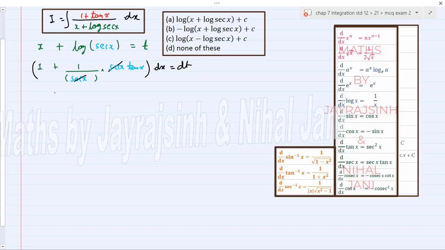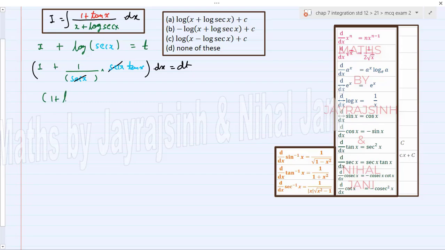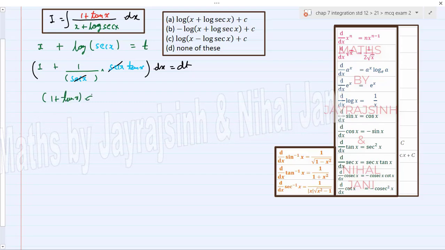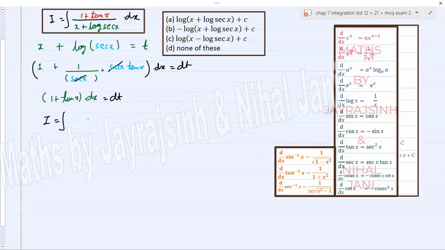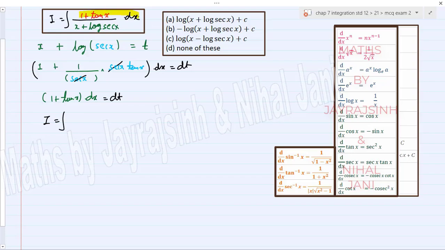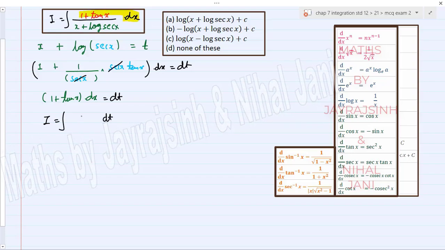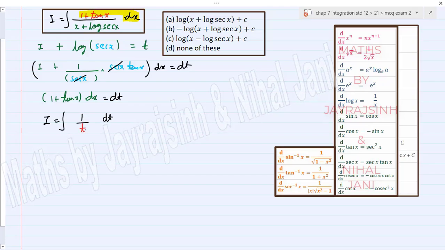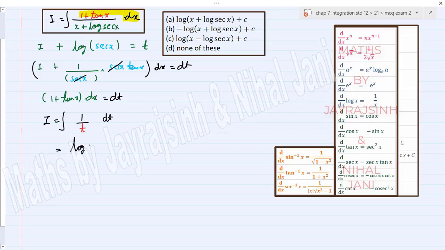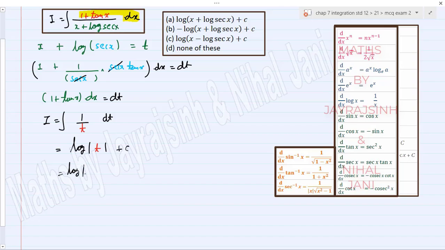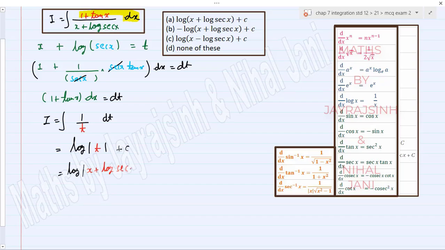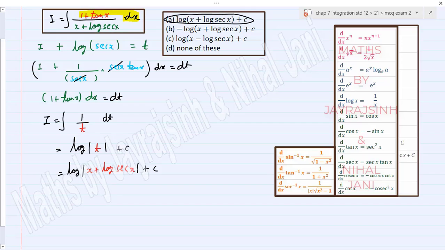So here sec x will cancel out and we will get 1 plus tan x dot dx will become your dt. So we can easily modify our integration as this 1 plus tan x dot dx will become your dt and the whole denominator is your t. So integration of 1 upon t is simply log mod t plus c. Substitute the value of t and we will get log mod x plus log sec x plus c, which is given in option A. Ta-da!